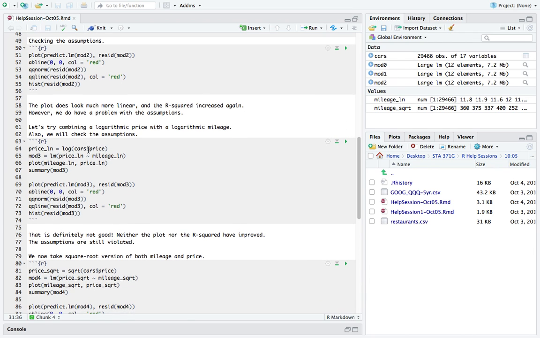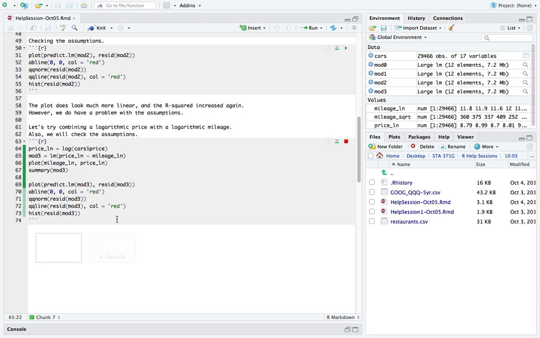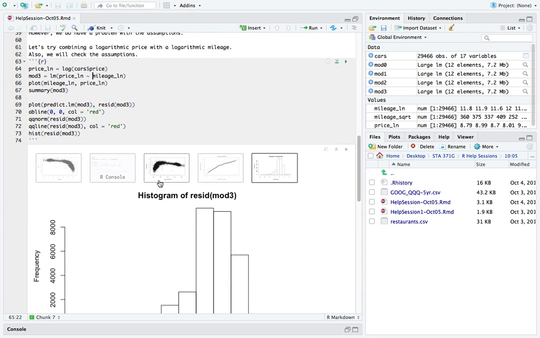Now let's try combining a transformation of the independent and dependent variable. Let's try the same transformation for both variables first. Let's try the logarithmic one. So we create a logarithmic transformation of the price, and we already calculated before in this R Markdown file the logarithmic transformation of the mileage. So let's go ahead and create our model and then get a scatter plot of the data and check for the assumptions.